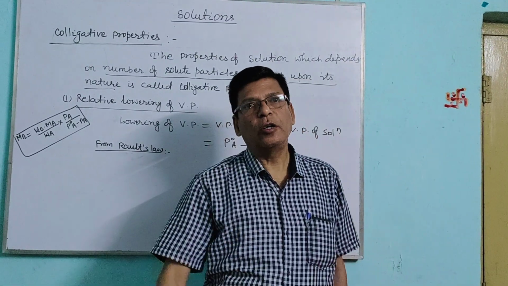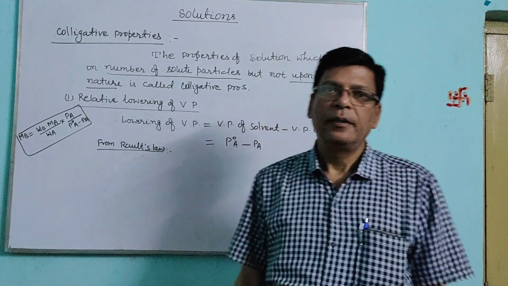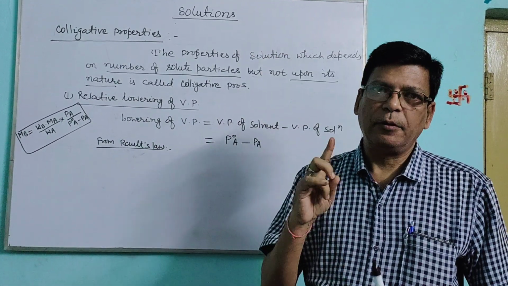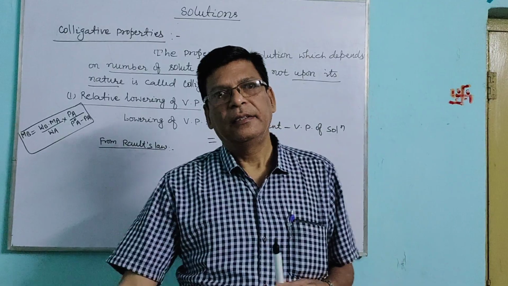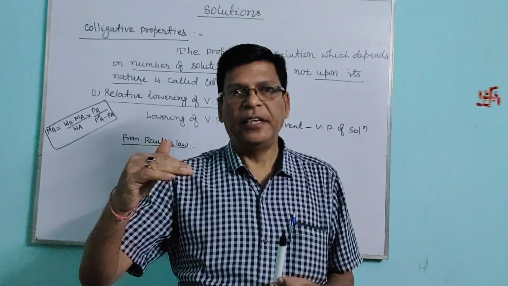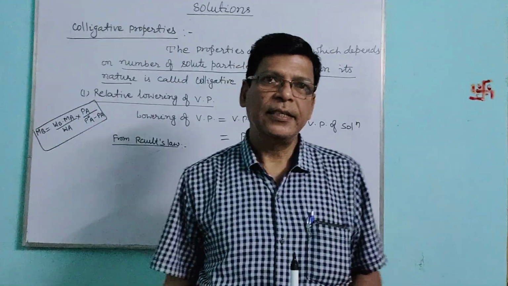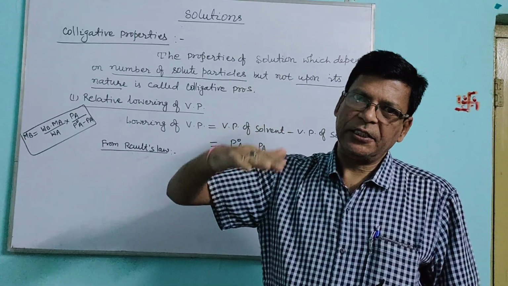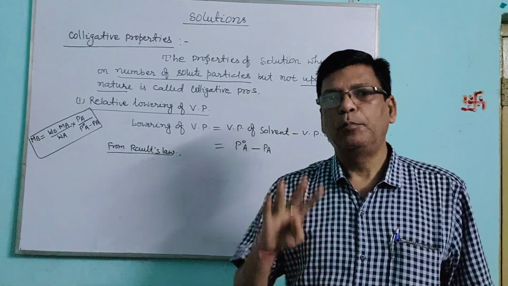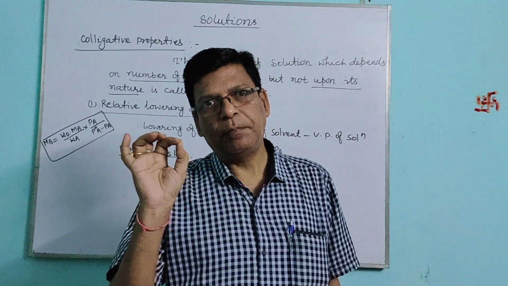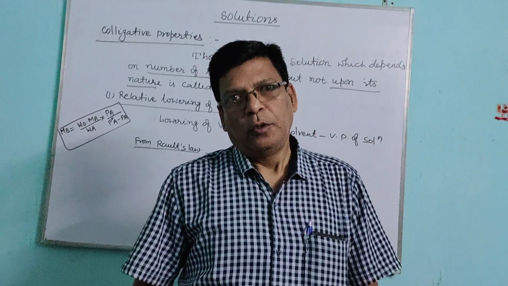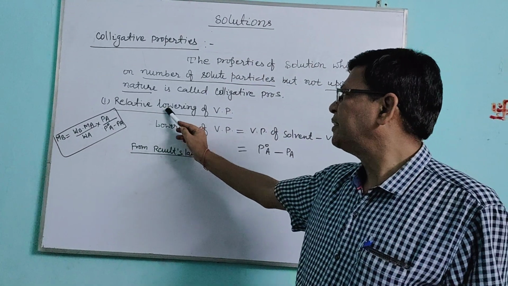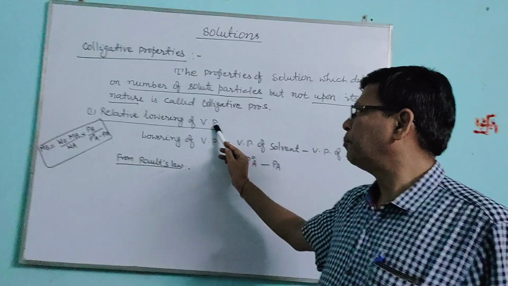There are four colligative properties. First, relative lowering of vapor pressure. Second, elevation in boiling point. Third, depression in freezing point. Fourth, osmotic pressure. So at first, relative lowering of vapor pressure.